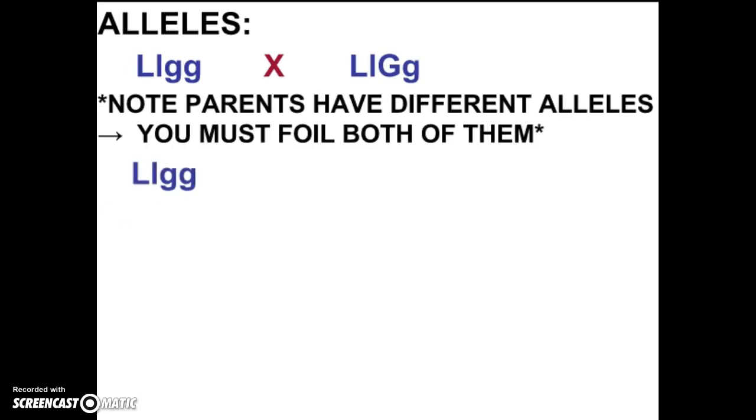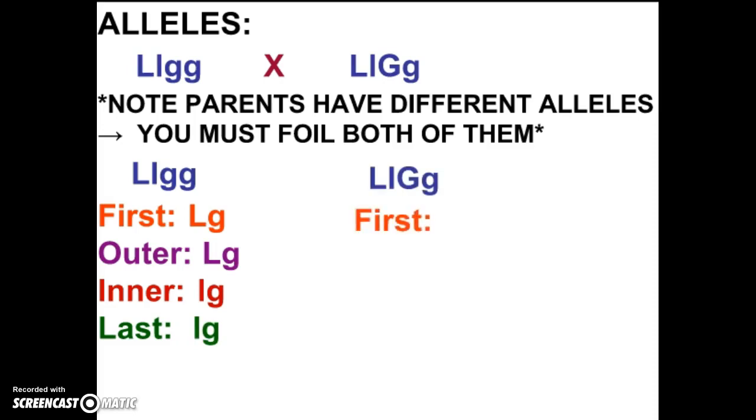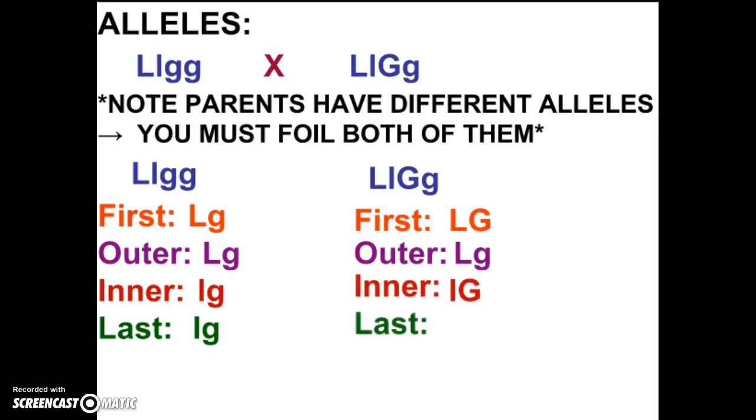So, for my first parent, the first in each pair is going to be big L, little g. The outer of each pair will be big L, little g. The inner of each pair will be little l, little g. And the last in each pair will be little l, little g. For the other parent, again, the first in the pair, going to have big L, big G. The outside of each pair is big L, little g. The inner of each pair, little l, big G. And last, but certainly not least, little l, little g.